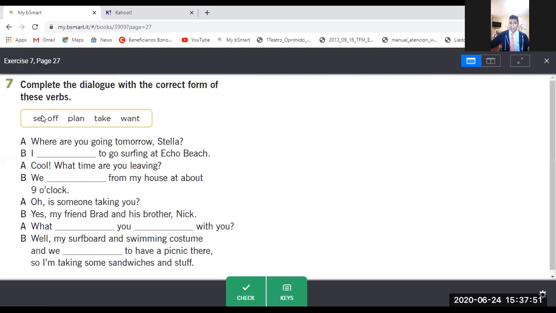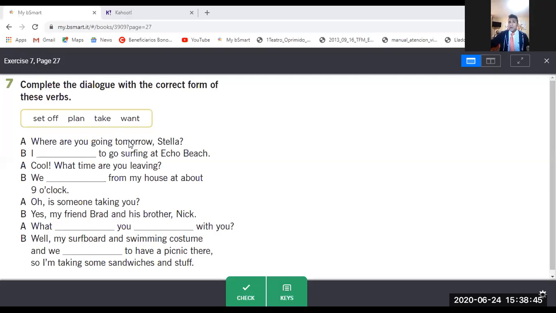In activity number 7, here in this box, we have 4 verbs, okay? Set off, plan, take, and want. What is the meaning of set off? ¿Qué significa set off? Set off means go out, okay? Go out. Do you know the meaning of go out in Spanish? Salir. Excellent, salir. Okay, go out. That is the meaning. So here, we need to complete this conversation with these verbs in the present continuous. Okay, so let's see. Letter A and letter B.